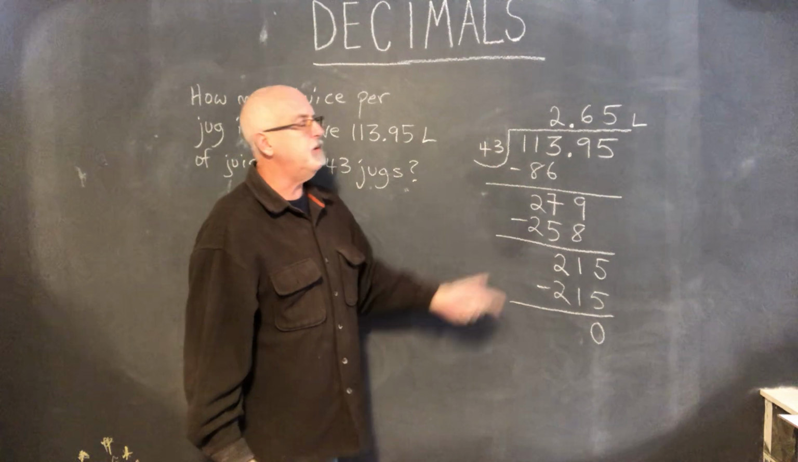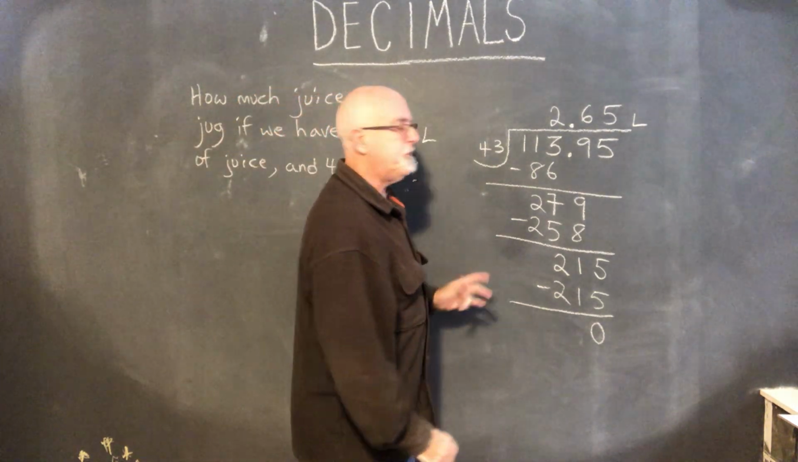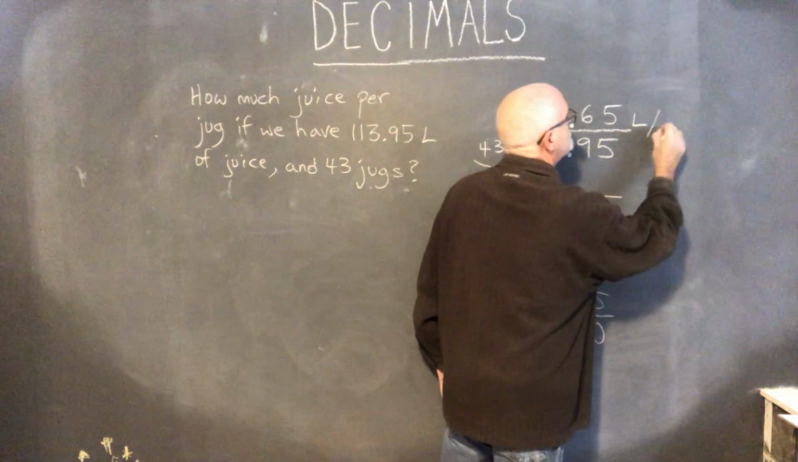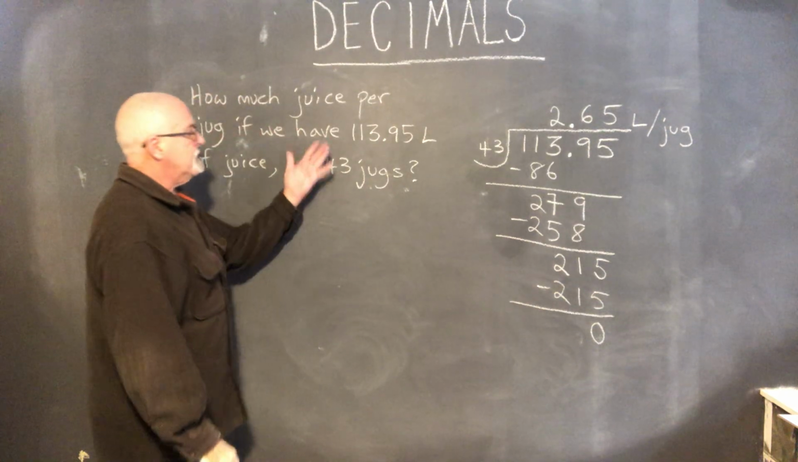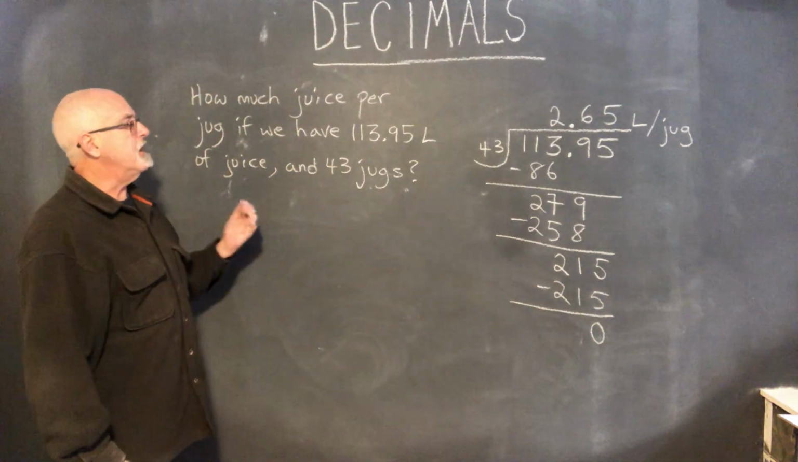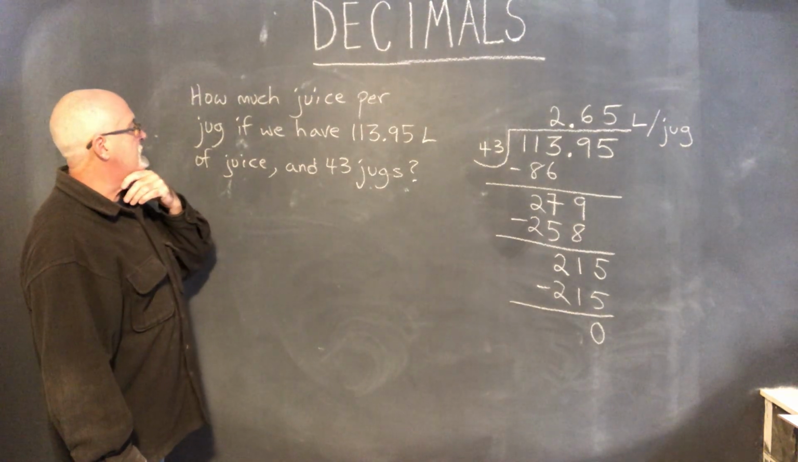So is my answer complete? No. A lot of students would really want to stop there, but I'm fussy. It's not liters, it's liters per jug, because that's really saying what the answer is. We will put 2.65 liters in each jug.